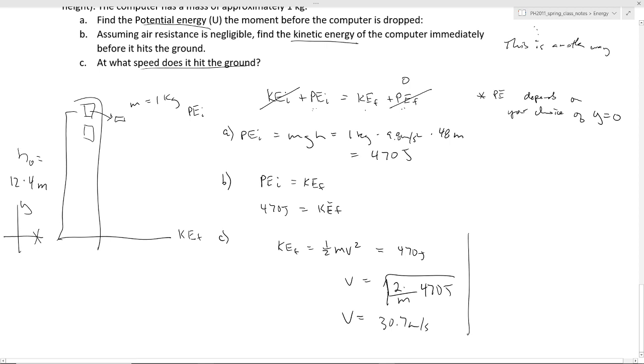Alternatively, we could say the kinetic energy is going to be equal to the potential energy initial, mgh. Notice this allows us to cancel the mass, and so it gives us a slightly different expression, but should give us the same result. So like I said, this is another way to solve the same kind of problem where you drop an object.